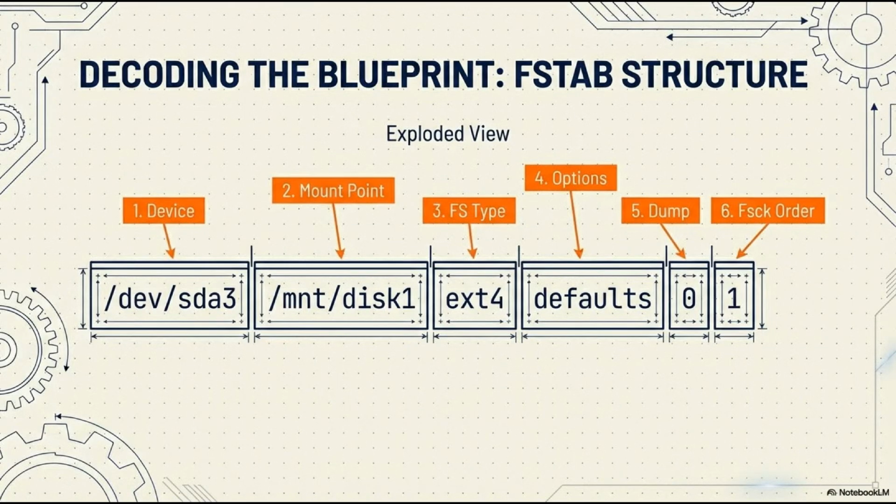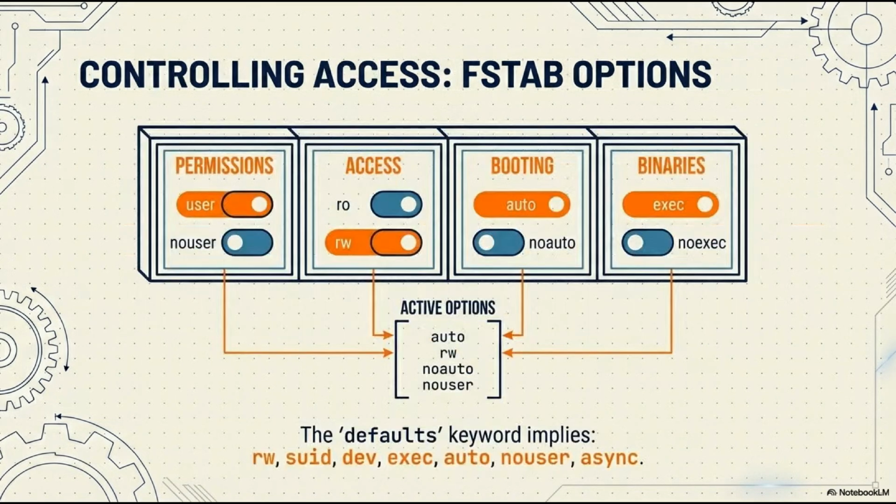Let's zoom in on that fourth column, options. Slide 8 shows a switchboard graphic. This is where you really customize how the drive behaves. This is how you secure the system. You have toggles like ro for read-only versus rw for read-write. If you have a drive full of archives that should never change, you mount it ro, then even root can't accidentally delete a file. The kernel just says no.